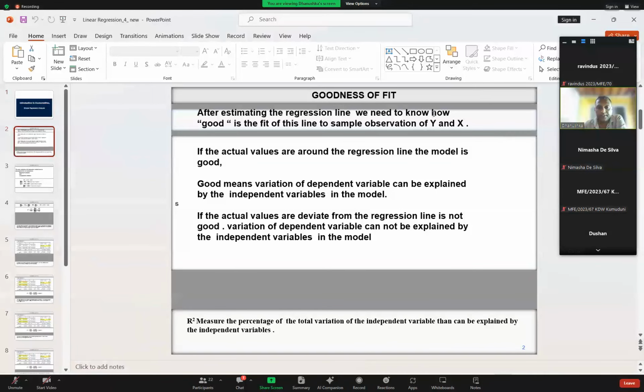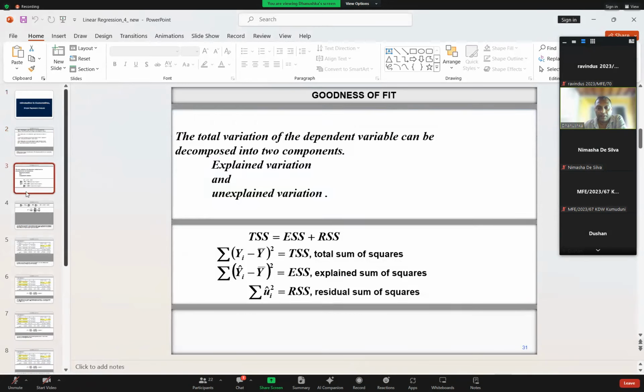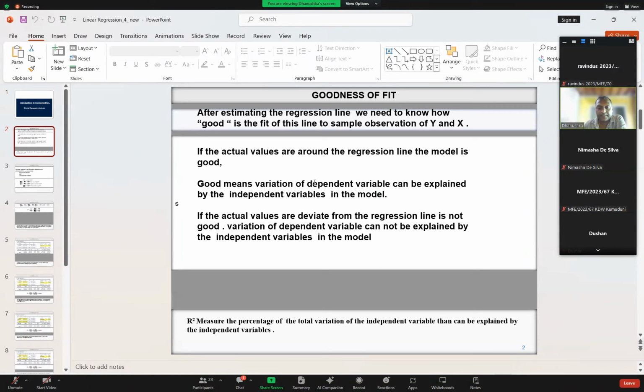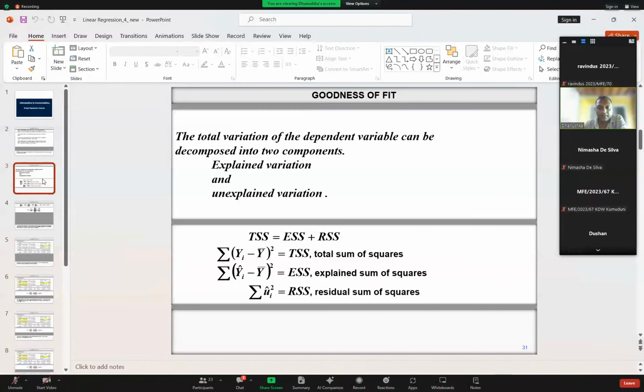We did not discuss this one, no? Goodness of fit. Can you understand? I think we'll have to start from here, no? Hello. Did we discuss this one? I don't think so, doctor. Okay.